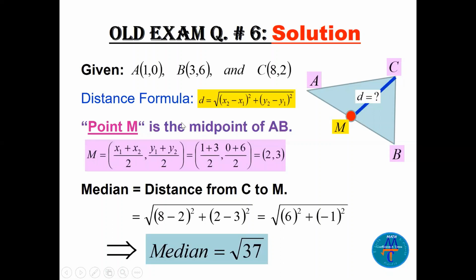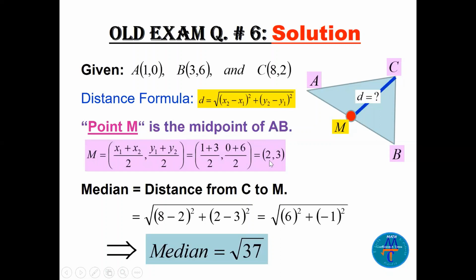So what do we do? Point M is the midpoint. So I take the formula for the midpoint. So x1 plus x2, the midpoint of, be careful here, A and B, 1, 3, add them over 2, 0, 6. Don't you see now? Okay, M here is the midpoint of AB.